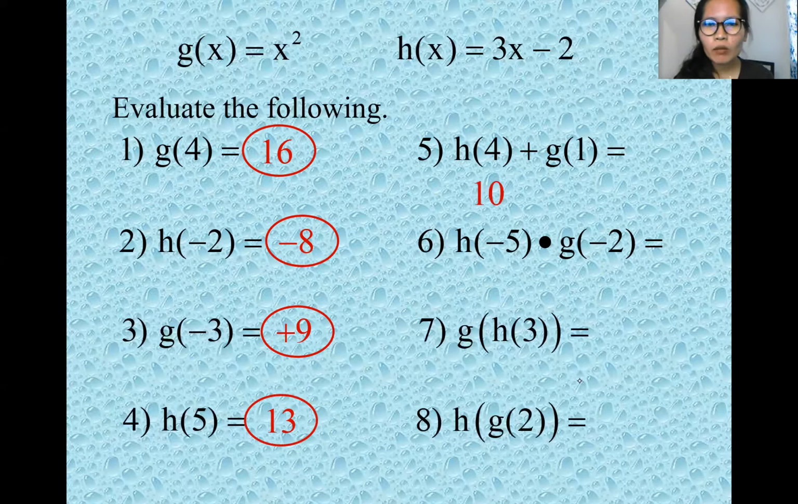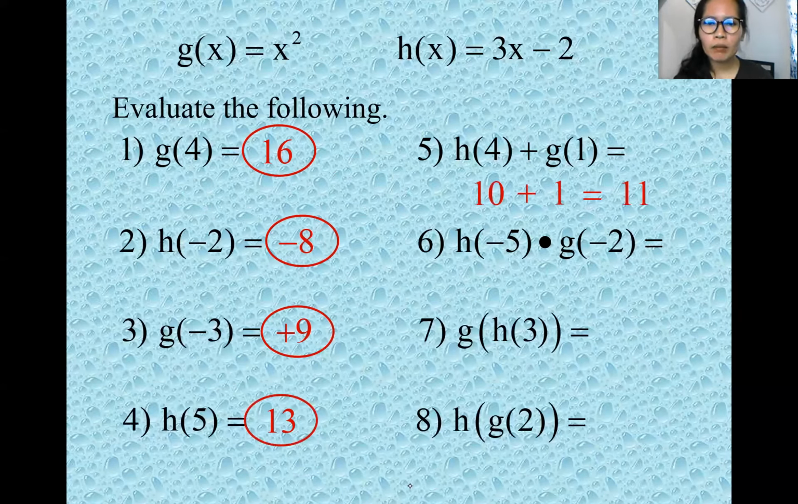Plus, what would be the value of g of 1? So g of 1, that would be 1 squared. 1 times 1 is 1. So 10 plus 1, which is the value of g of 1, is equal to 11.